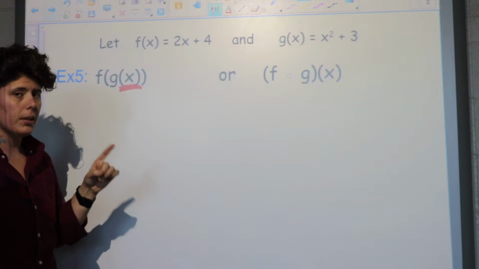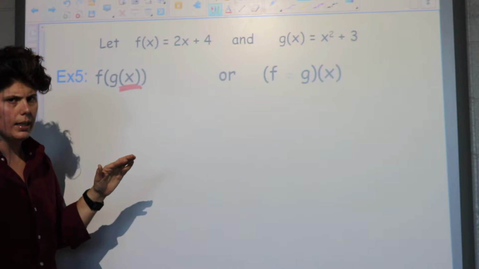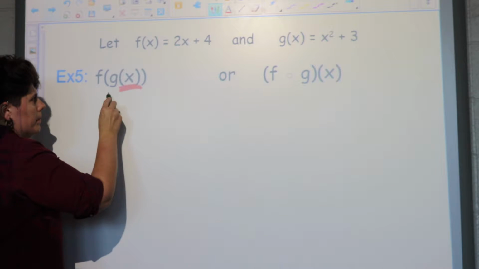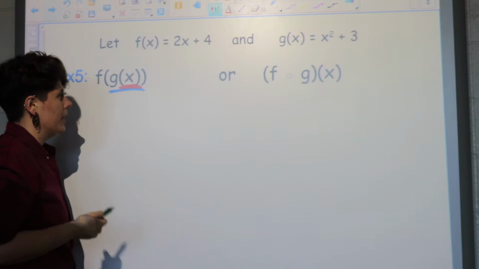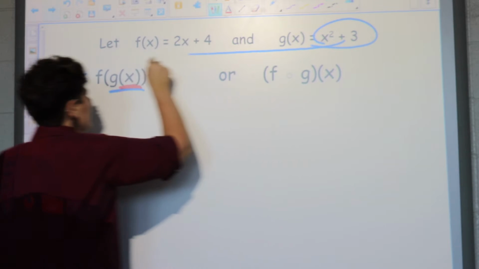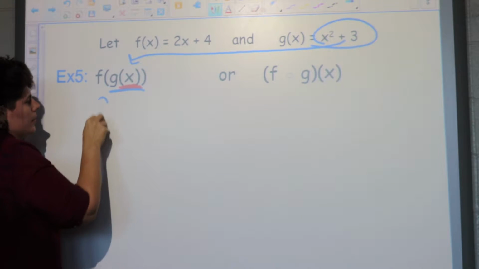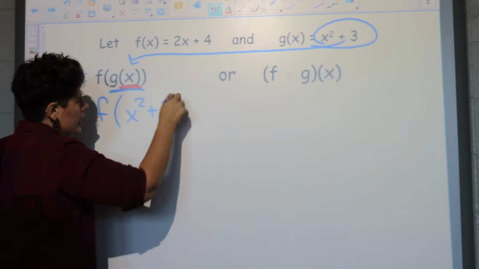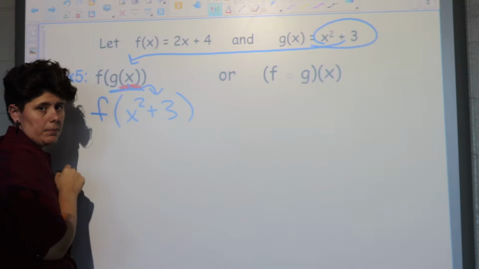Remember, we're not factoring, we're not solving. Don't get crazy. Don't try to do the quadratic formula or anything like that. Keep that in the back of your mind. So this time, I can't find g of x. There's not a value to find because I'm not given a number. But I know that g of x equals x squared plus 3. So I'm going to go ahead and substitute, which means I'm really looking for f of x squared plus 3, because g of x equals x squared plus 3.